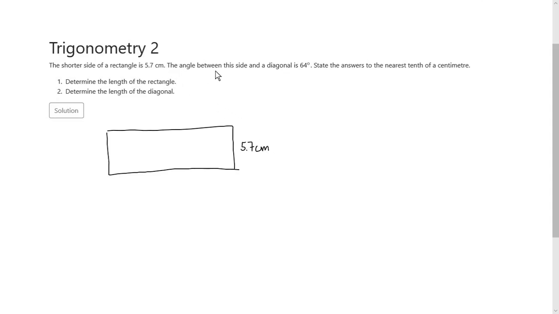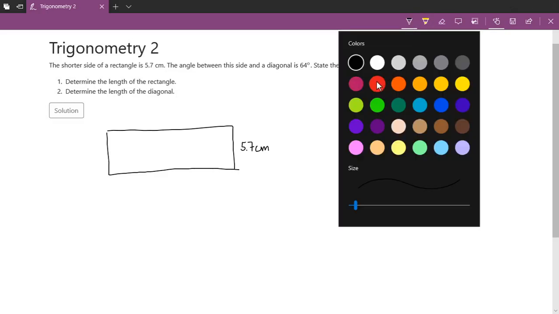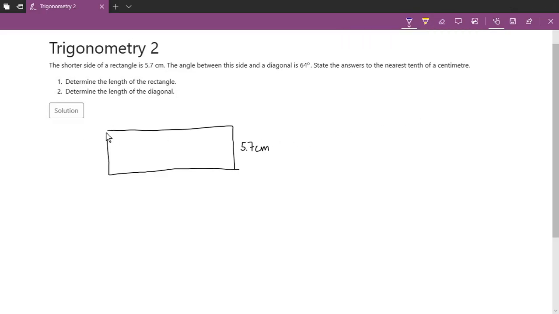Then the angle between this side and the diagonal. There are of course two diagonals, but the one I'm going to draw is this one here, in a different color. That's my diagonal. And they're telling you that the angle between the side and the diagonal is 64 degrees. So this angle right here is 64 degrees.